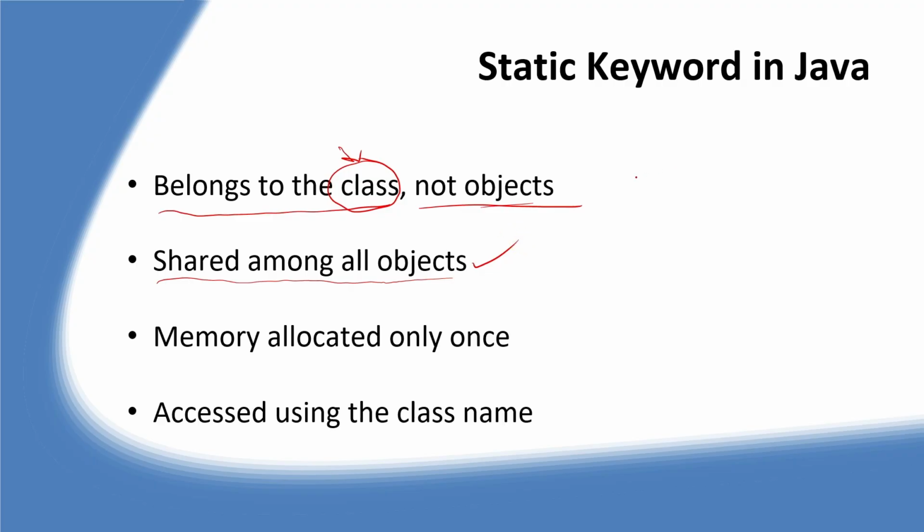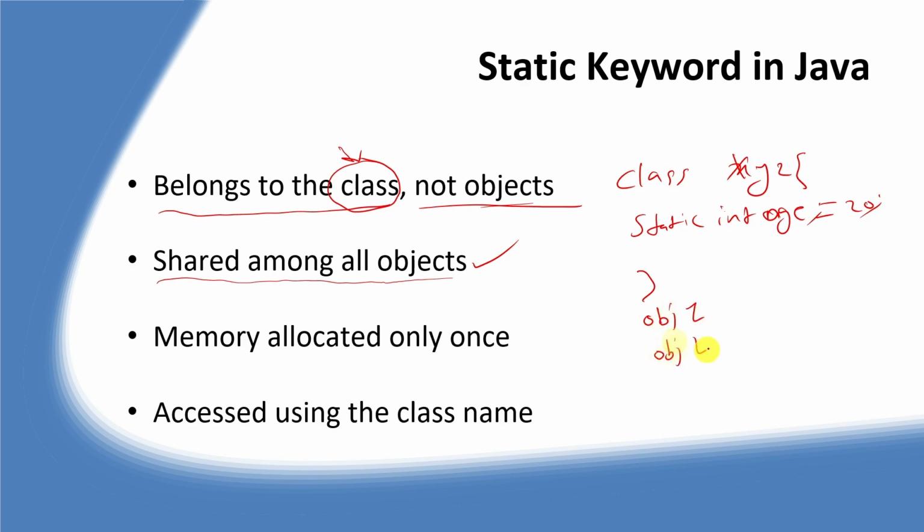So let's say we have one class, xyz. Now in this class we have a static variable, let's say static int age, and we will say it is 20. And for this class we have, say, two objects, object 1 and object 2. So for the xyz class we have two objects.